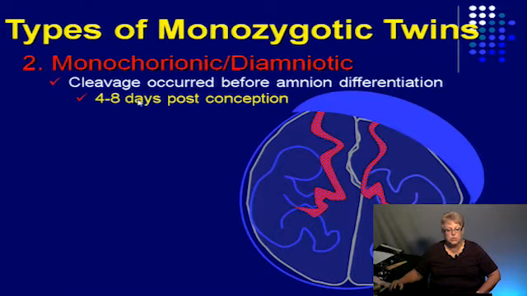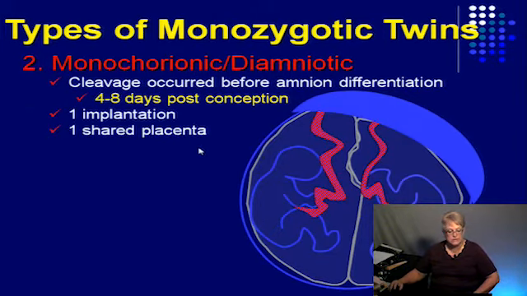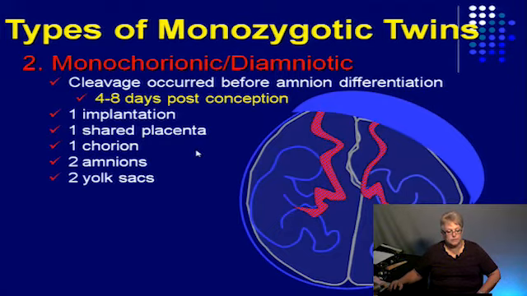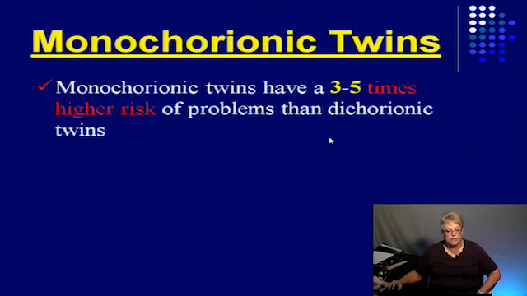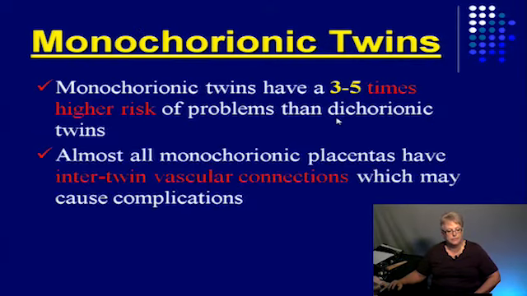So cleavage occurred a little bit later, 4 to 8 days post-conception. You have 1 implantation, 1 shared placenta, 1 chorion, 2 amnions, 2 yolk sacs. So monochorionic twins have a 3 to 5 times higher risk of problems than dichorionic twins. So just being twins increases the risk. Well, now we're going to even make it higher because now they share a placenta.